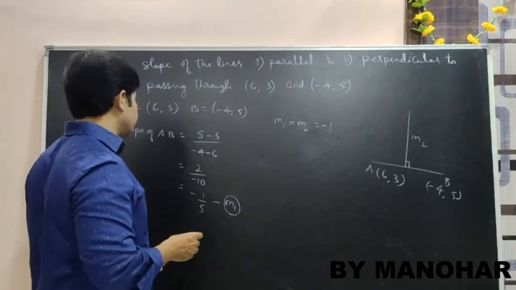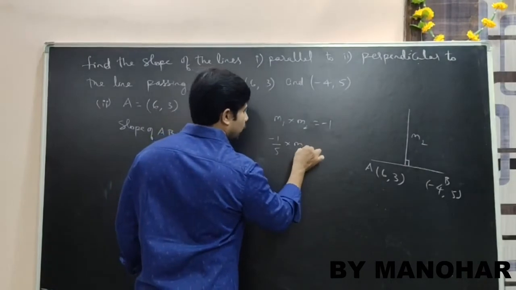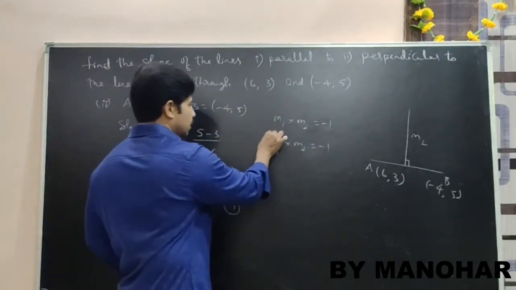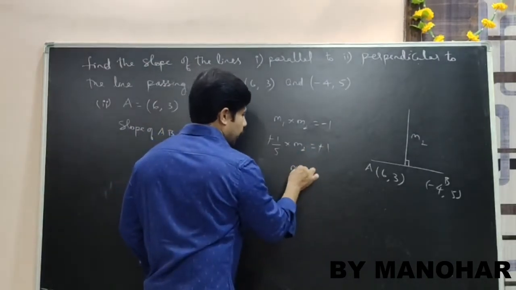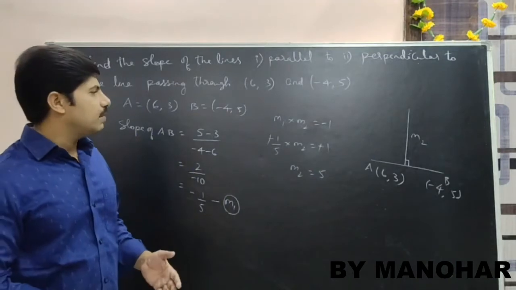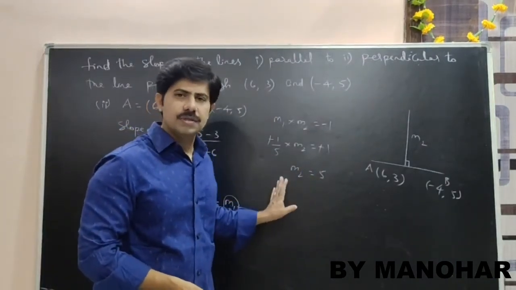So what is M1 we have? M1 is minus 1 by 5, into M2 is equal to minus 1. So clearly we can cancel minus minus. So M2 is nothing but 5. So what is the slope of a line which is perpendicular to the given line? It is nothing but 5. So this is completed.